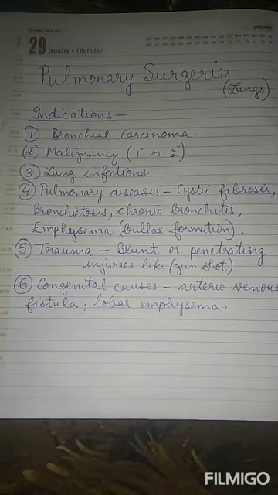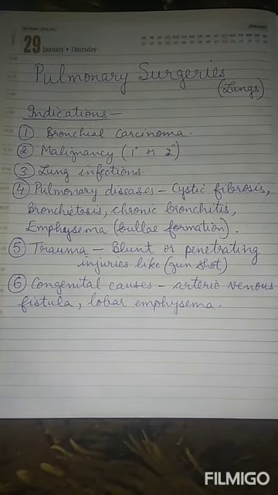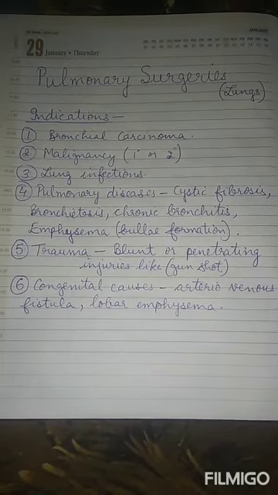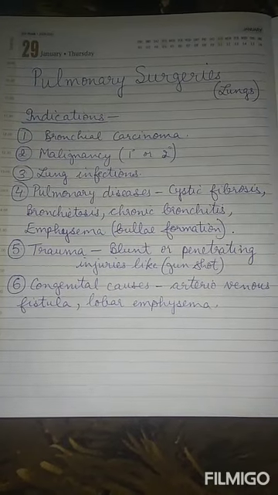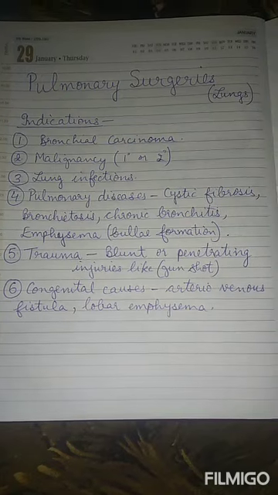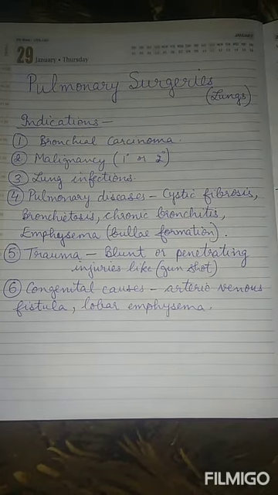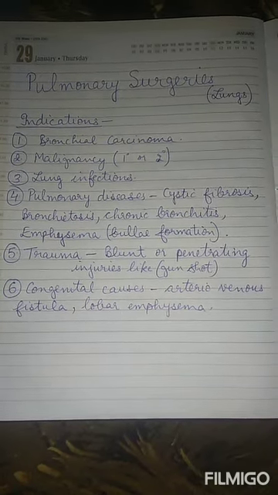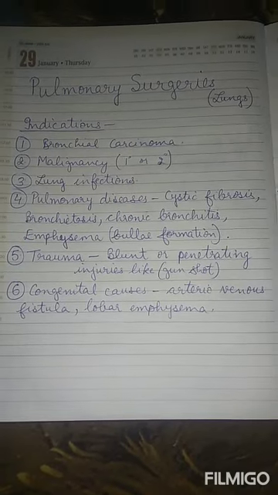Another indication could be trauma, any blunt trauma or any penetrating injury like gunshot. And lastly, congenital causes could be the indication for pulmonary surgery, like arteriovenous fistula, lobar emphysema.